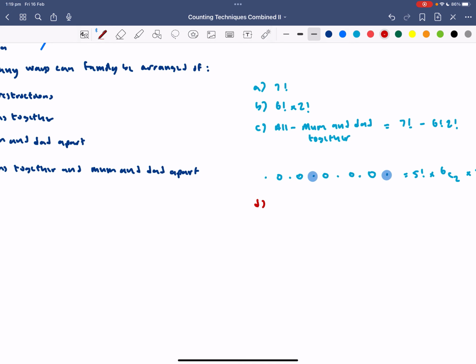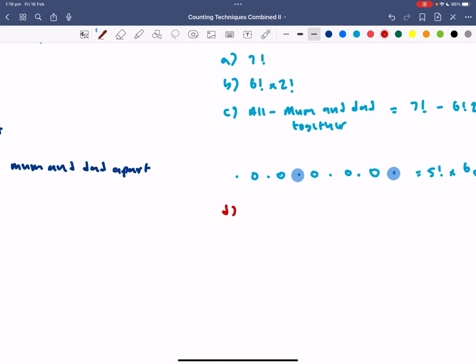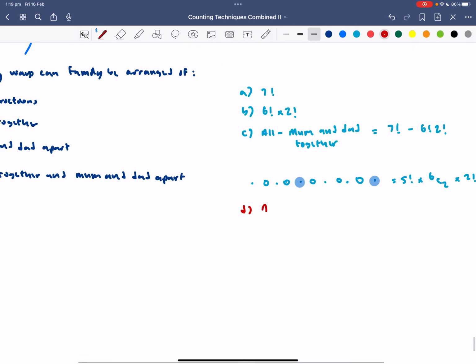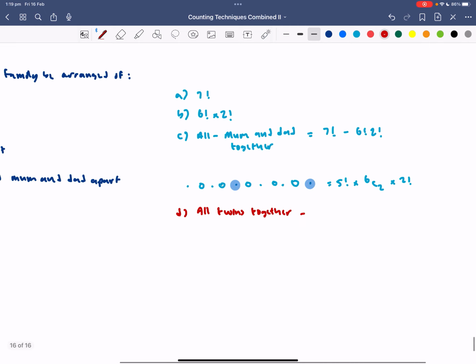They want all the ones where the twins are together and mum and dad are apart. So I've got people that do all the ways where the twins are together. This would be wrong, okay, guys? If you did all the ways the twins are together, minus the one where mum and dad are apart, this will give you the wrong answer.